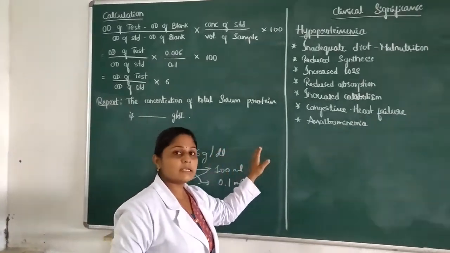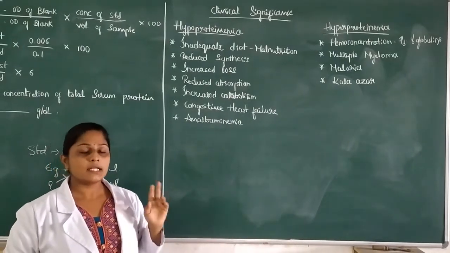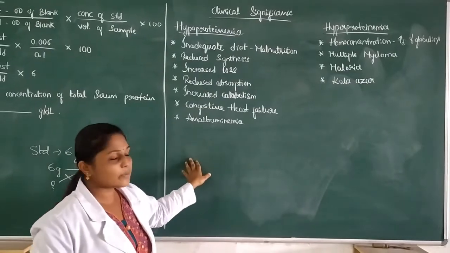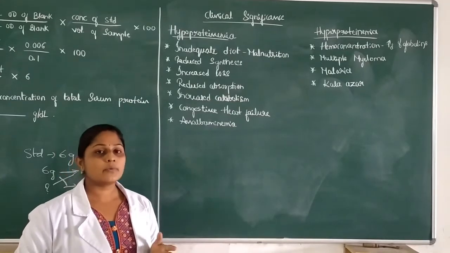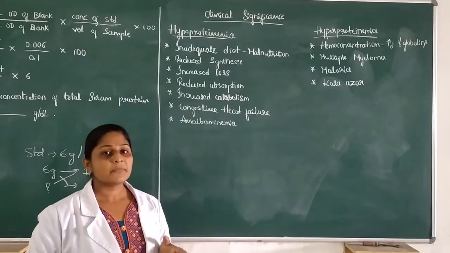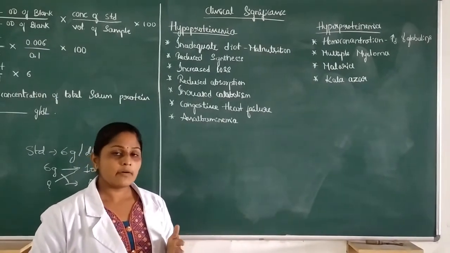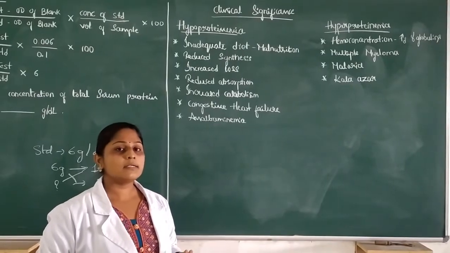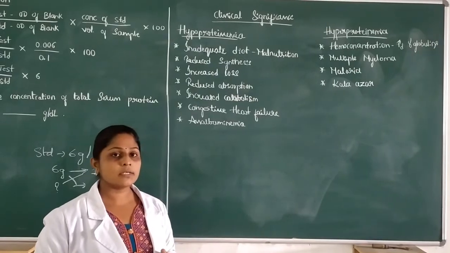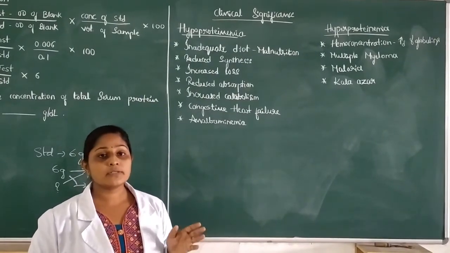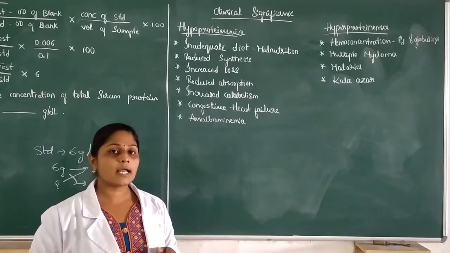Now we will see the clinical significance. With respect to proteins, there are two conditions: one is hypoproteinemia and the other is hyperproteinemia. Normal serum total protein concentration is 6 to 8 grams per deciliter. Albumin is 3.5 to 5 grams per dL. Globulin is 2.5 to 3.5 grams per dL. And the normal AG ratio is 1:1. Albumin value divided by globulin value gives the AG ratio.